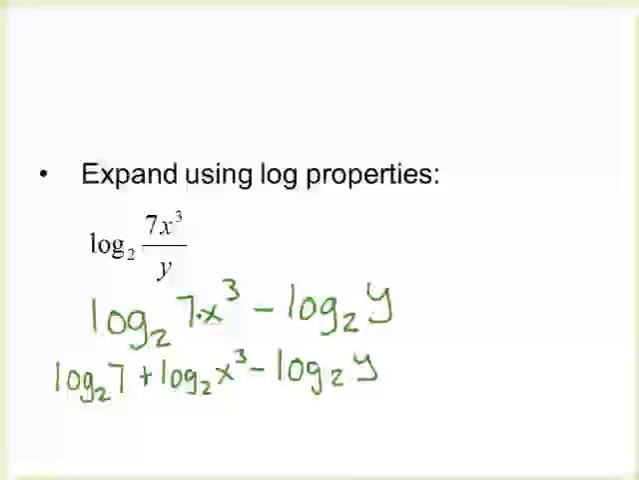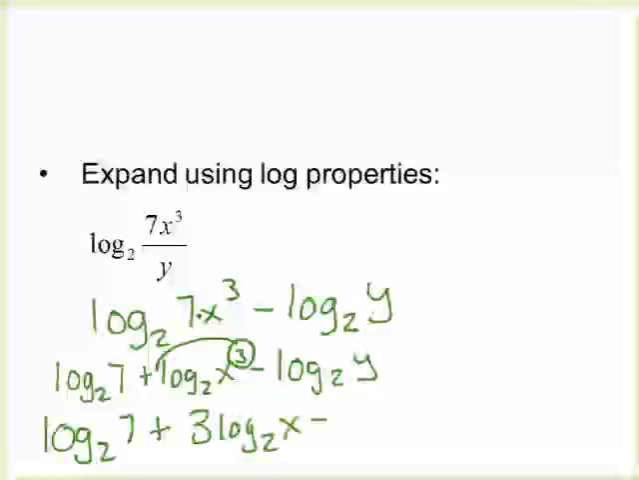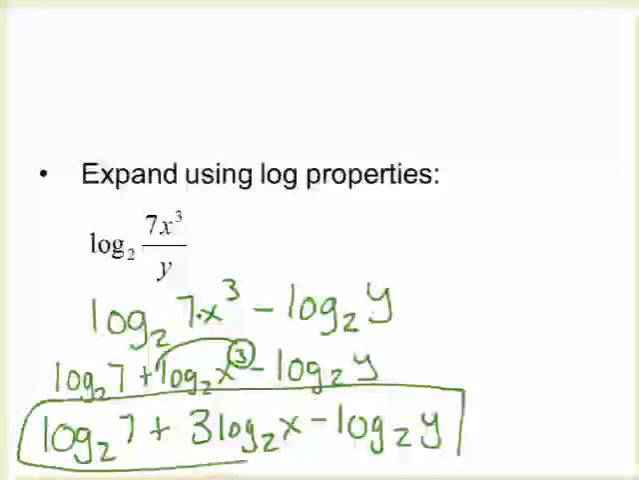So the 7's good because it's all by itself. The y is good because it's all by itself. But the x cubed still has a power inside of it. So we're going to apply that last property that says that we can take a power and drop it down front as a coefficient. So we're going to have log base 2 of 7 plus 3 log base 2 of x minus the log base 2 of y. And that's our final answer.